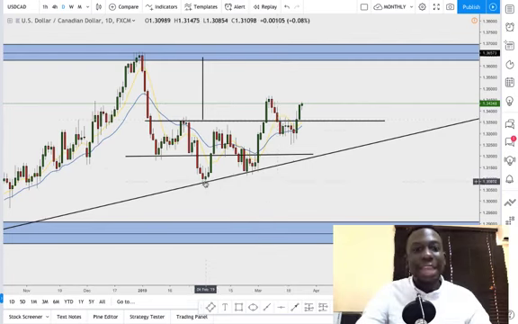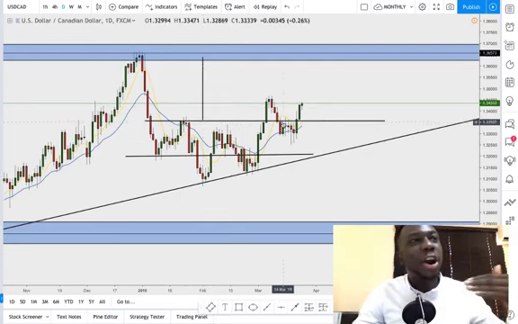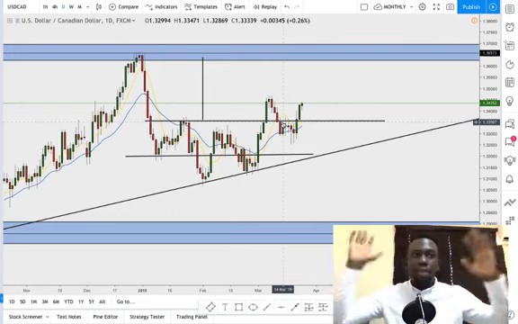So let's say from the neckline to the head is 100 pips. When I buy here, I'll be looking to bank 100 pips to the upside. That's what I'm trying to say.